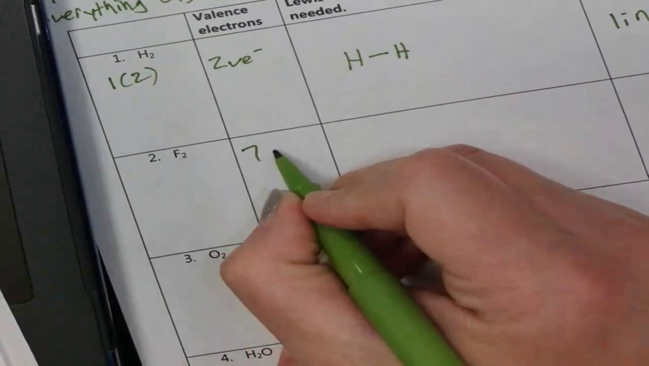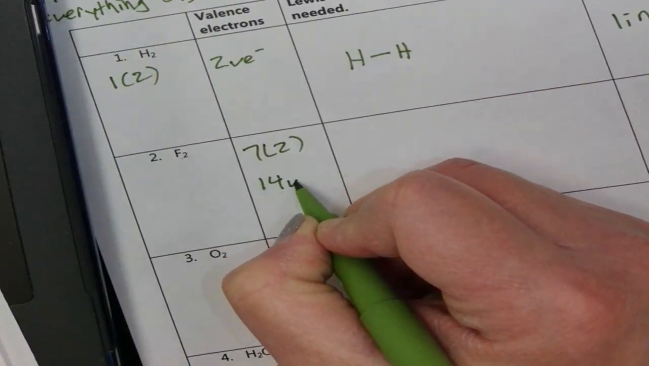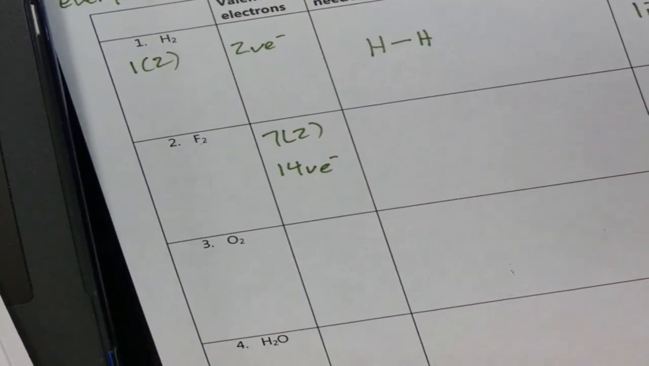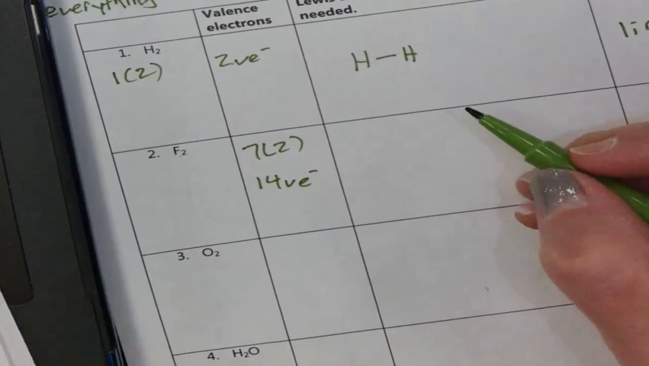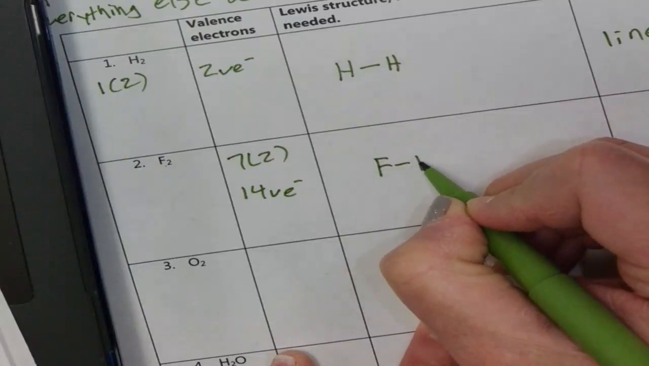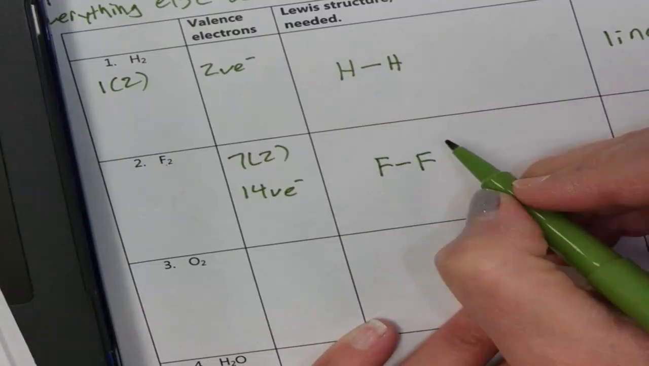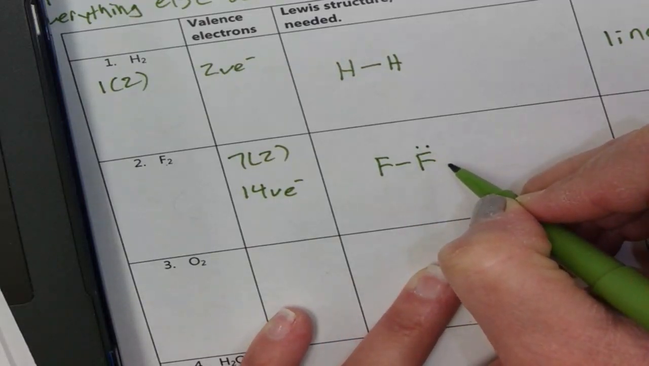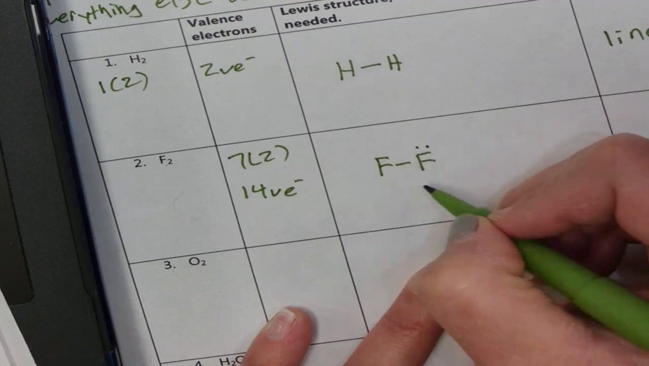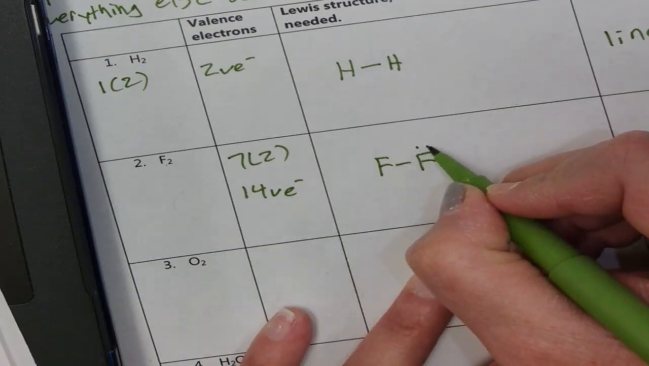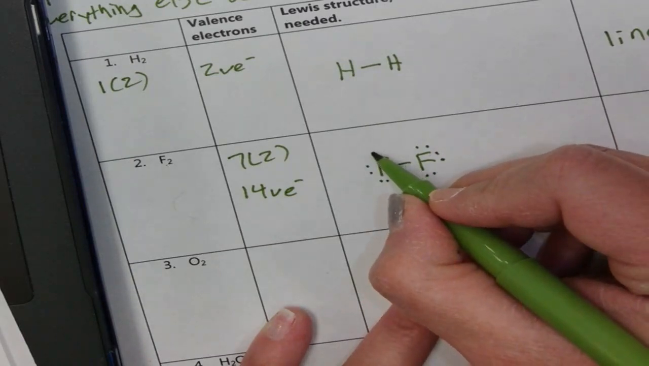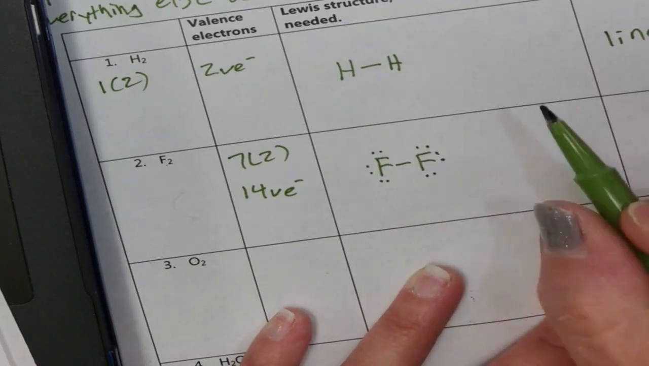Fluorine has 7 valence electrons. There are 2 fluorines, so I have a total of 14 valence electrons. My structure can have no more and no less than 14. 14 is the magic number. So I'm going to draw in my first lone pair, and then I'm going to come back around and add lone pairs until I get to 14. So 2, 4, 6, 8, 10, 12, 14.